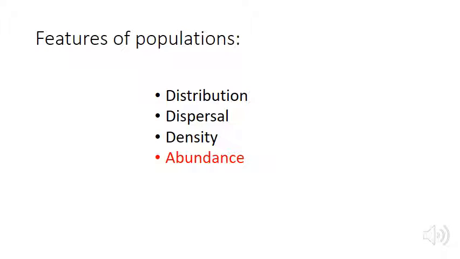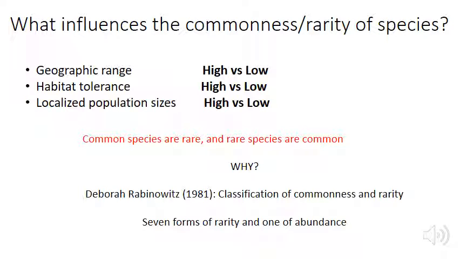The final feature of populations that I'm going to talk about is abundance. Firstly, what influences the commonness or rarity of species? There tend to be three major factors that influence commonness and rarity. First, geographical range. Is it high or low? Do species occur over a wide area of the planet, or are they restricted to very small areas? Second, habitat tolerance. We saw this in Joseph Connell's barnacles. One species was much more tolerant of desiccation than another, and so that's likely overall to make that species more common. And then third, localized population sizes.